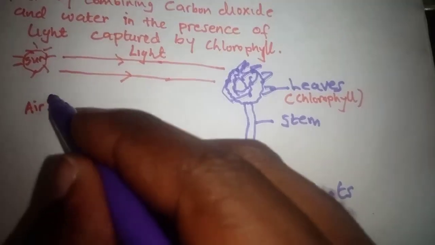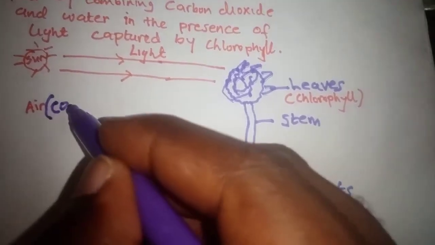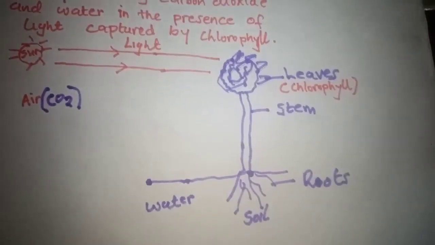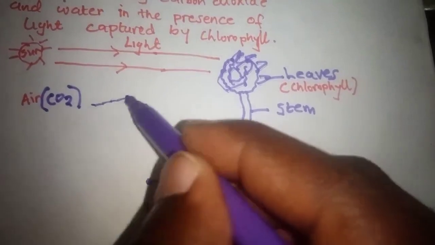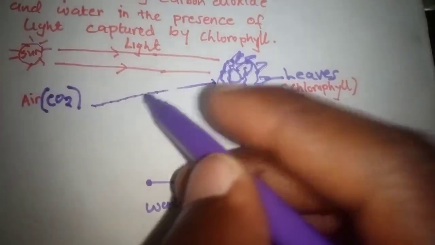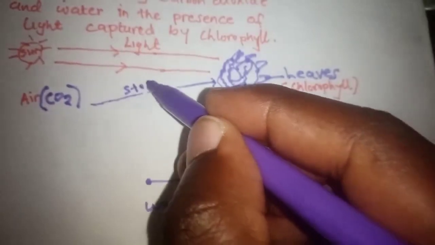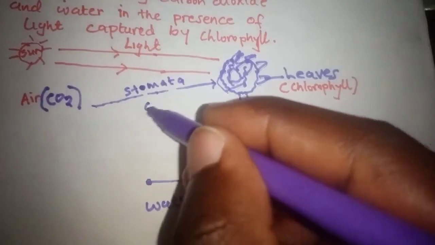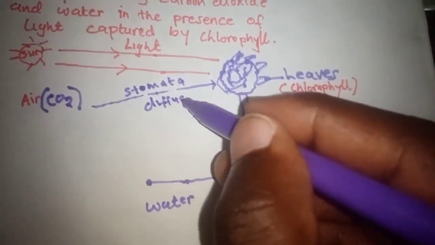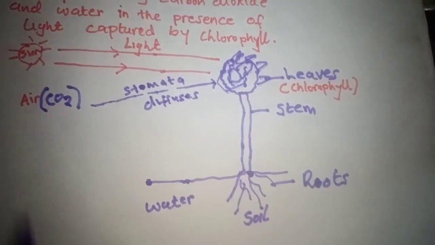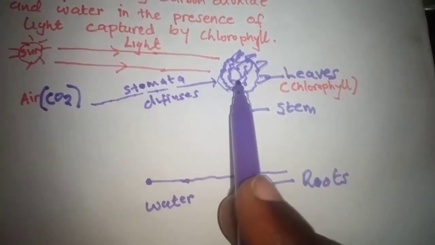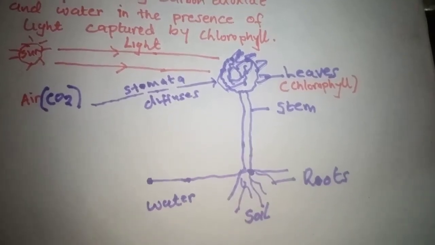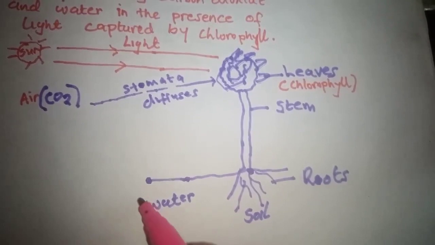What do we find in air? In air we find gases such as carbon dioxide. This carbon dioxide goes through the leaves, through what we call the stomata. It diffuses into the leaves of this plant, and you have light also. The other thing you need for photosynthesis to start taking place is simply water.